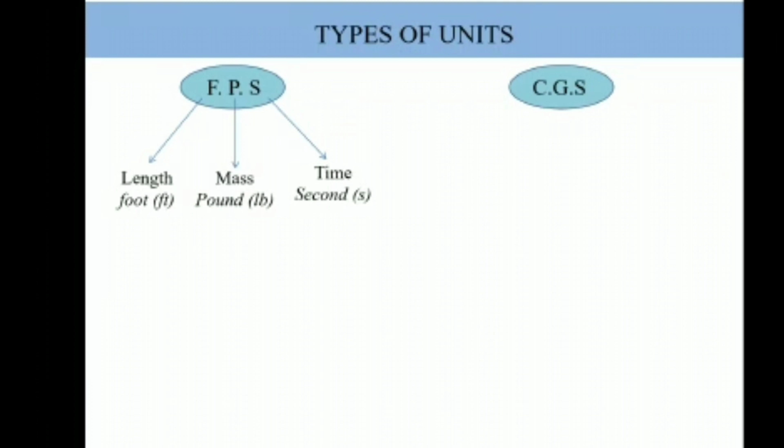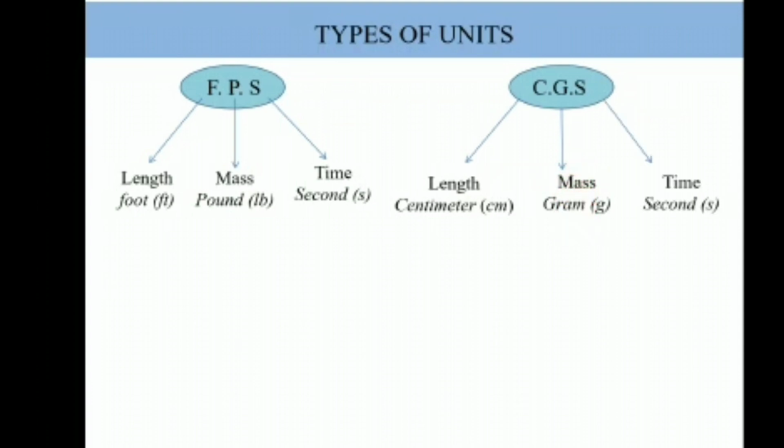In CGS system again, centi is used to measure length. We call it centimeter. We'll see in the coming slides what that centimeter means or implies. Next is mass. So here mass is measured in grams and time is measured in seconds, right?